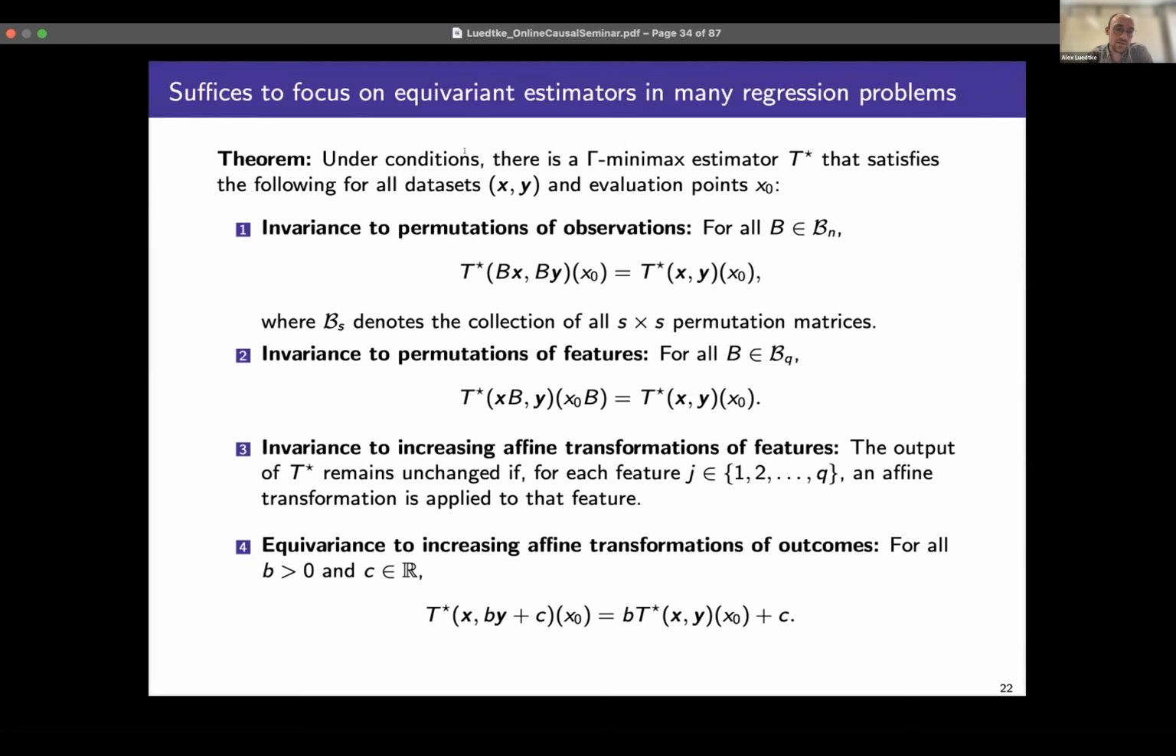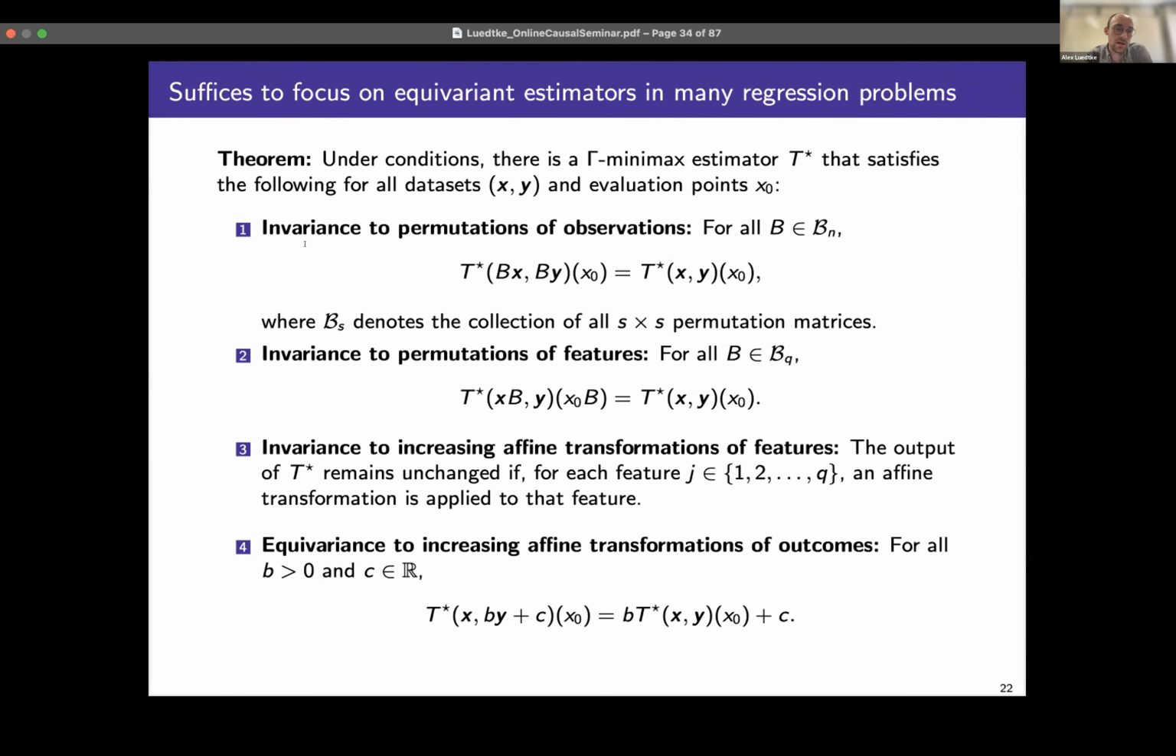So under conditions, and these conditions are outlined in a paper that I can point to at the end, there will be a gamma minimax estimator that satisfies all of the following, and all of these are going to be some kind of invariance condition on the estimator, or equivariance condition. And I'm going to visually go through 2 of them. I do have extra slides to go through the 3rd and 4th of these, but there just isn't enough time in this talk. So if the question comes up, I can go through it, but otherwise I won't.